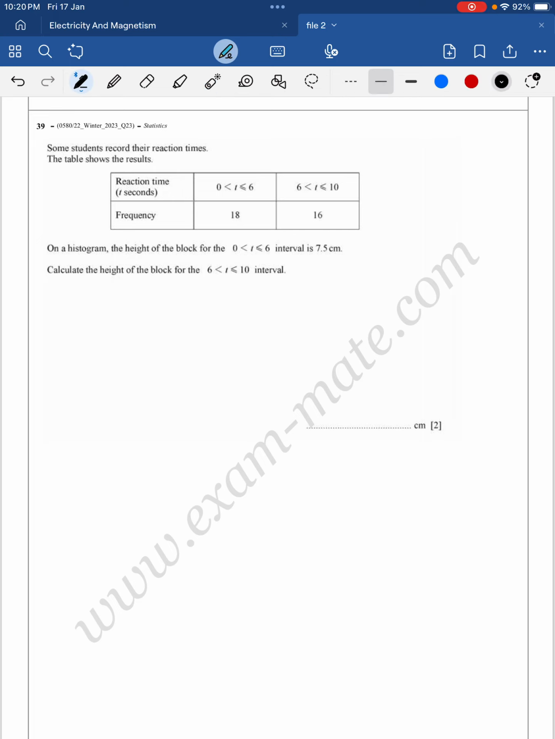Okay. So for height in the histogram, we use the formula frequency density, which is equal to frequency upon class width. Frequency over here is 18. Class width over here is 6 minus 0, which is 6, so 18 over 6 is 3. Since the question says 7.5 centimeter is the height of this particular interval, we should see which number should be multiplied by 3 to get 7.5 centimeter. 3 times 1 is 3, 3 times 2 is 6, and the remaining 1.5 centimeter is half.